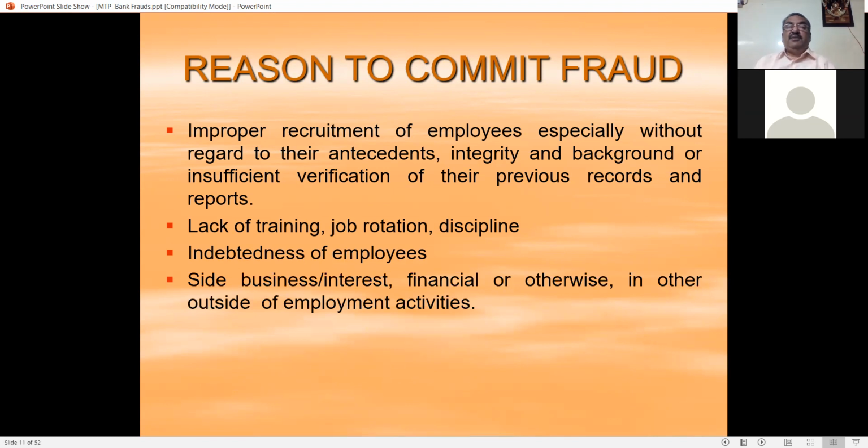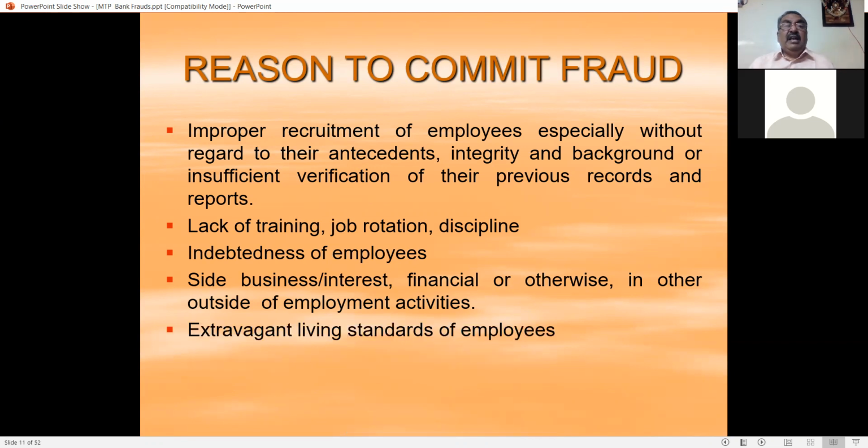And if he is doing side business, or he might have given the interest lending, that is money lending, the employment activities, it is there. But this is possible only when you are a concurrent auditor, you can find this. But as a statutory auditor, it is not possible. But anyhow, you should know this.